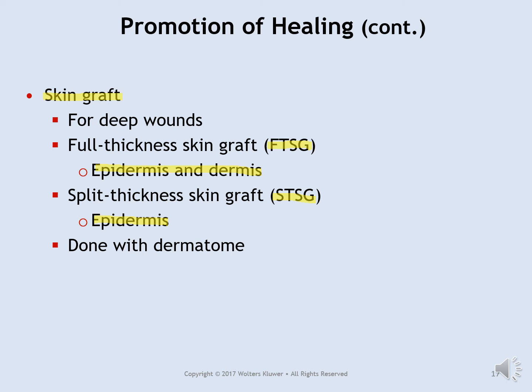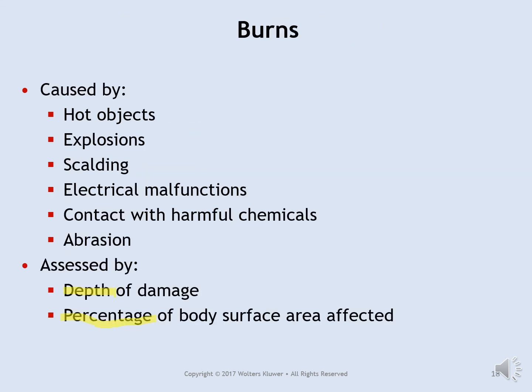If the wound is deep enough, a person can end up needing a skin graft. There are two types: a full thickness skin graft, which is both the epidermis and dermis, and a split thickness skin graft, which is more superficial and just covers the epidermis. So burns can be caused by all of these, as we see right here, and they are assessed by both the depth of the damage, how many layers of skin it goes through, and the percentage of body area that's affected.